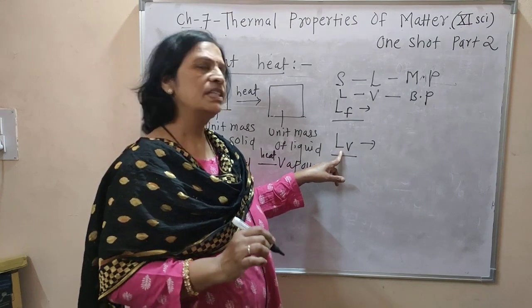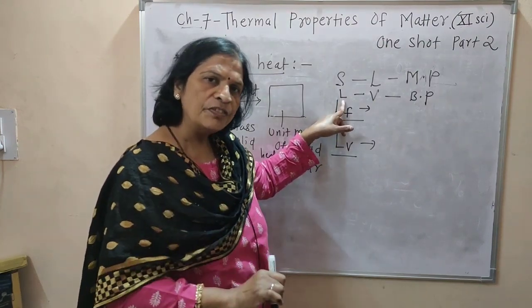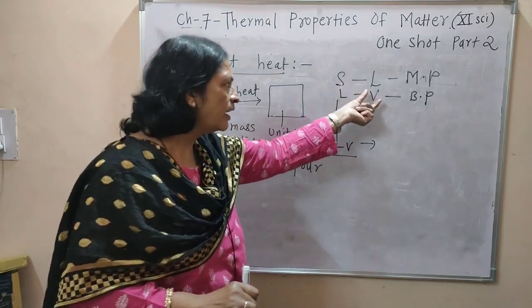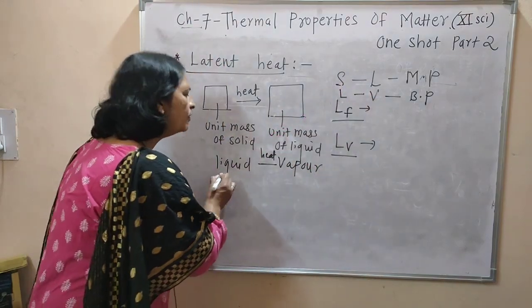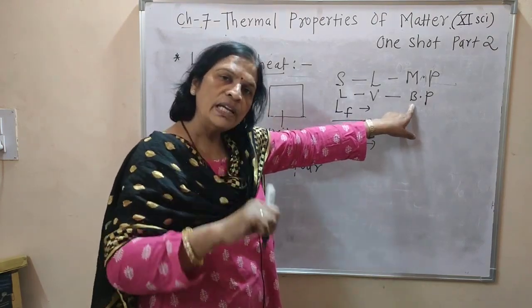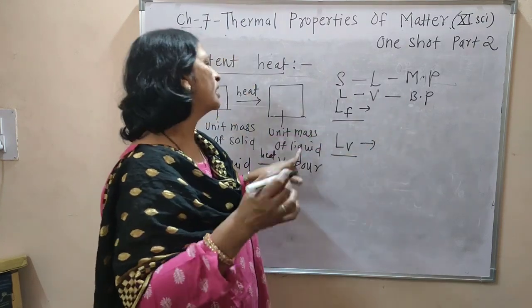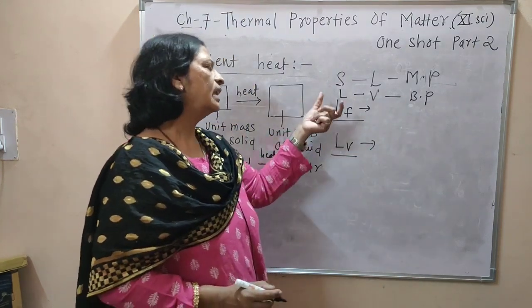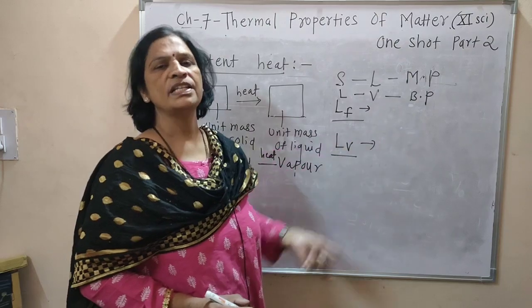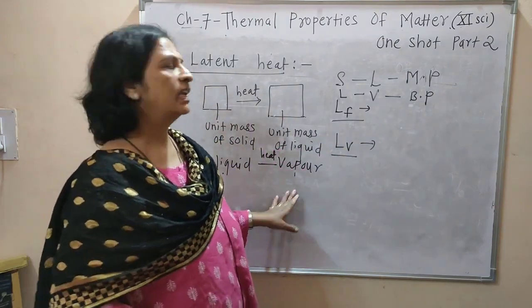Latent heat of vaporization is the amount of heat, or quantity of heat, required to convert unit mass of liquid into vapor at its boiling point without change in temperature. That is called the latent heat of vaporization. Okay, I repeat both the definitions once again.